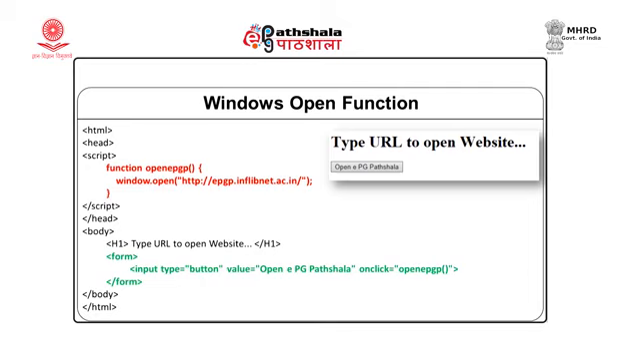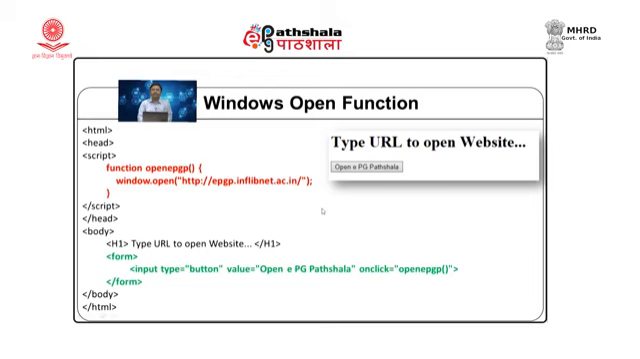Now, we want to demonstrate one of the inbuilt objects which is called window, and I want to open some window inside your code. So, here is our interface. Here I write down type URL to open website, and here I write down open EPG Pathshala. So, whenever the user clicks on this button, it will open the EPG Pathshala home page. So, now obviously you come to know that this is an onclick event. So, I have to use the onclick event handler.